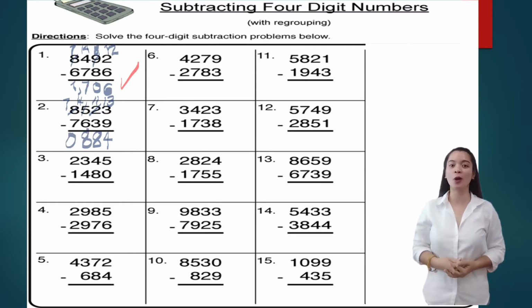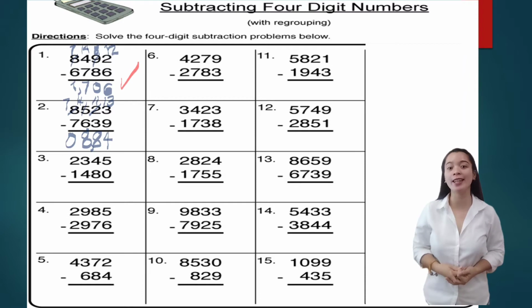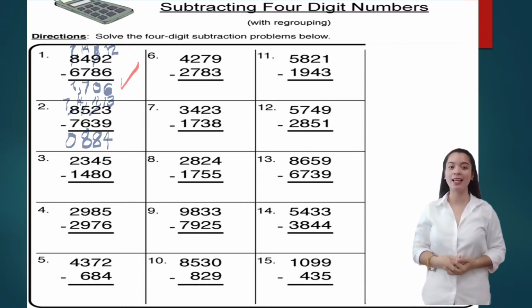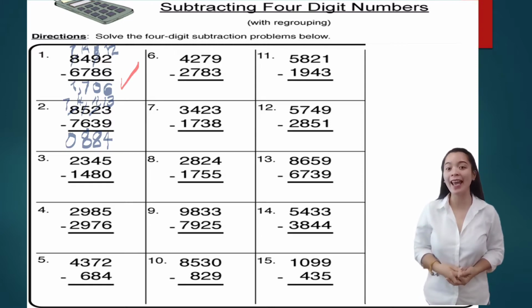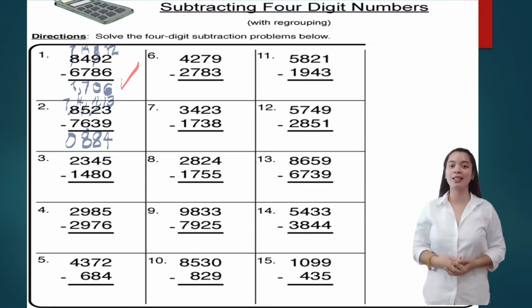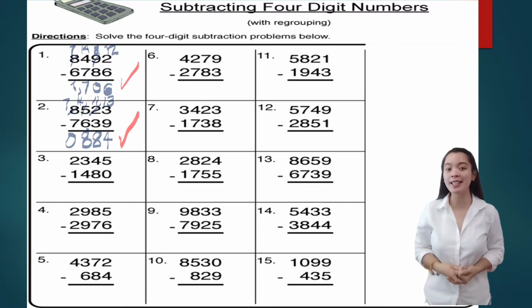So our answer is 884. Okay. We will not do that. So let's erase it. Okay, 884. Who got the correct answer, kids? Let's check your answer. Okay, check. Let's move to number 3.